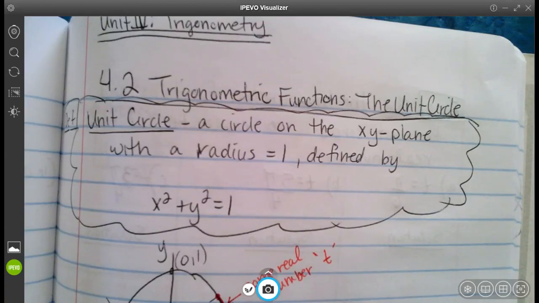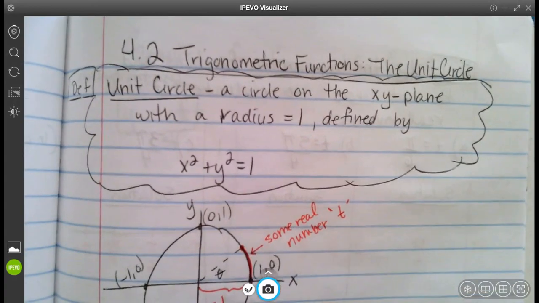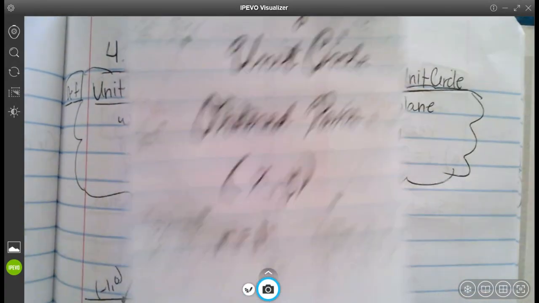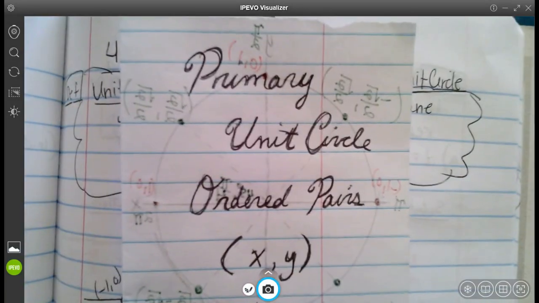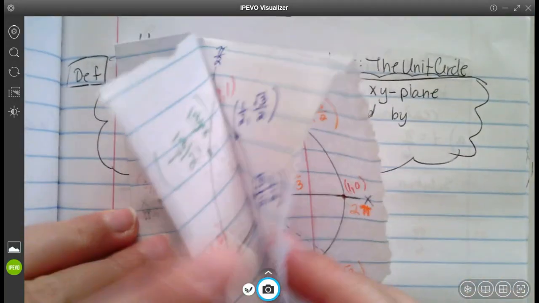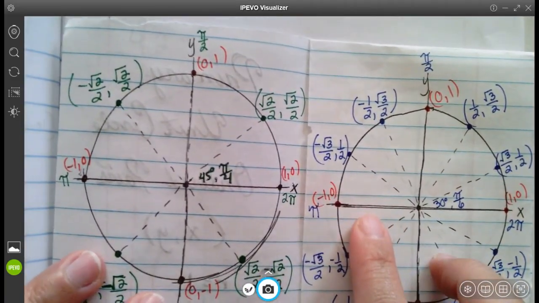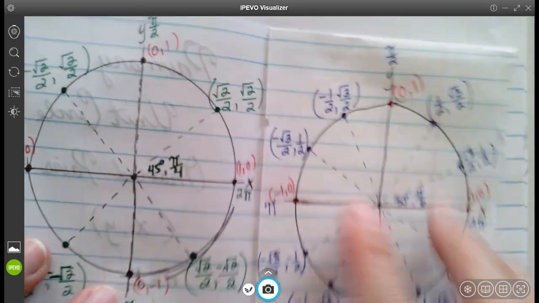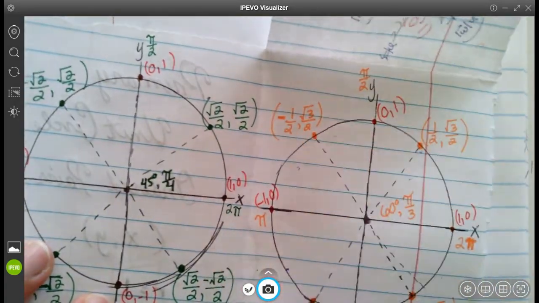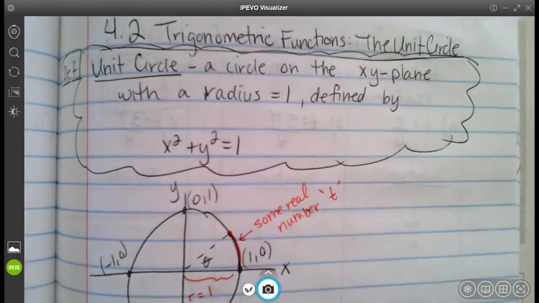This video is going to cover section 4.2, still part of Unit 4, Trigonometry, Trigonometric Functions, and the unit circle. For this one, I will be using this little foldable. Hopefully you have it. Basically, it has the main circles that we have: pi fourths, pi sixths, and pi thirds, and the corresponding ordered pairs that go with them. So we're going to be using that for some of the examples here.